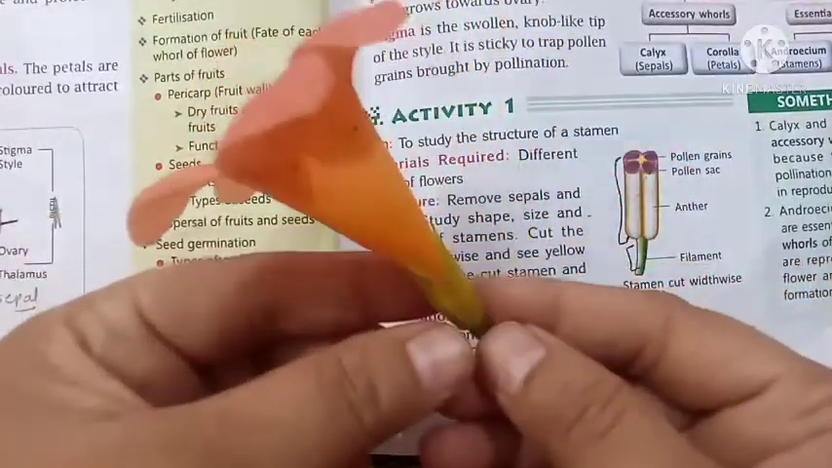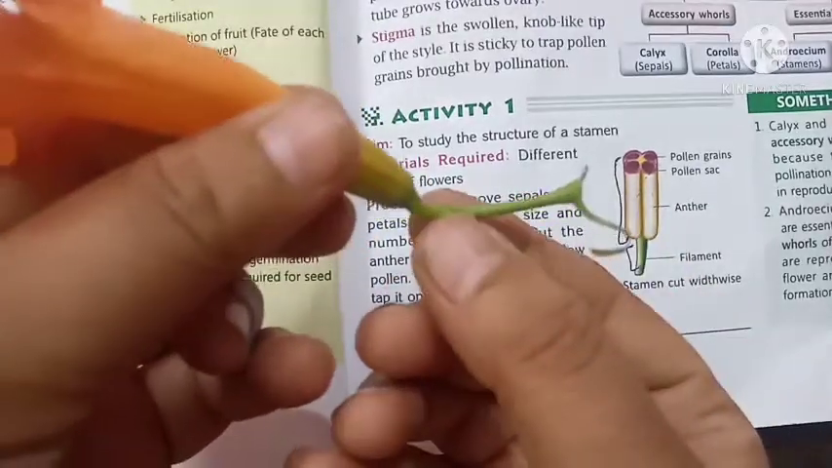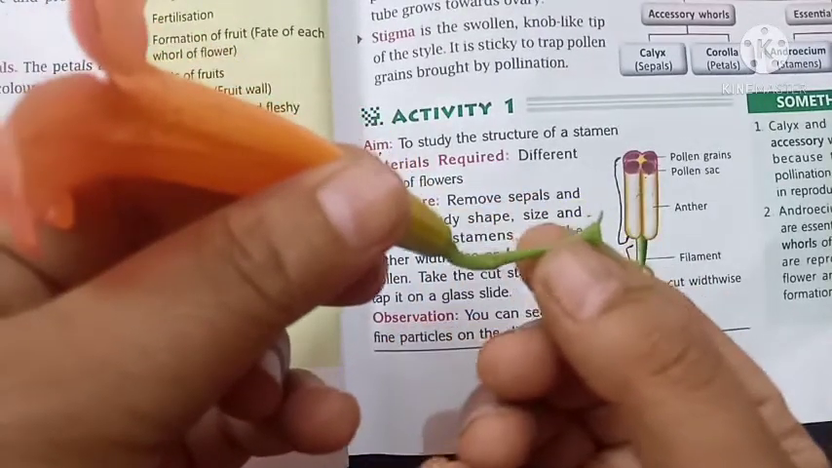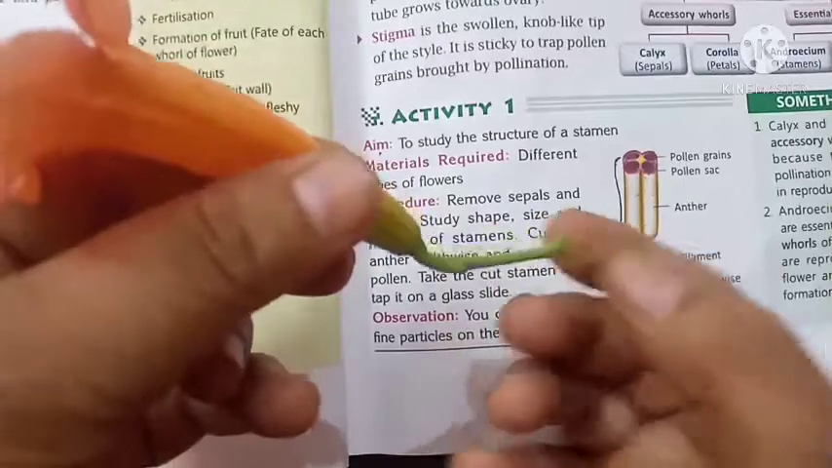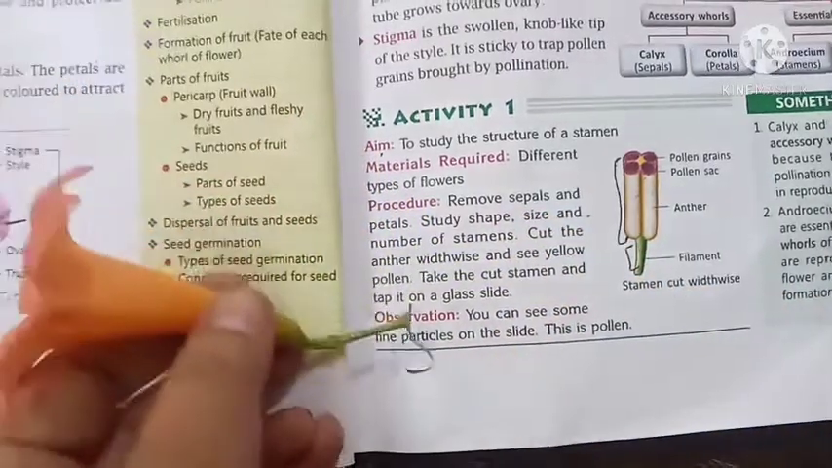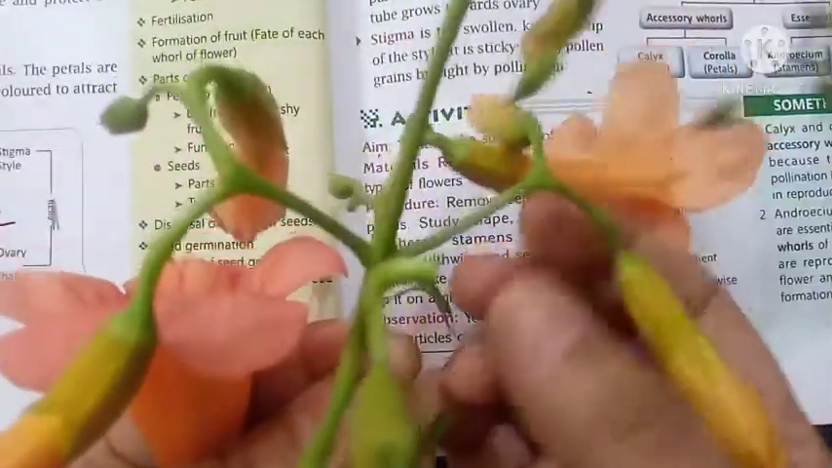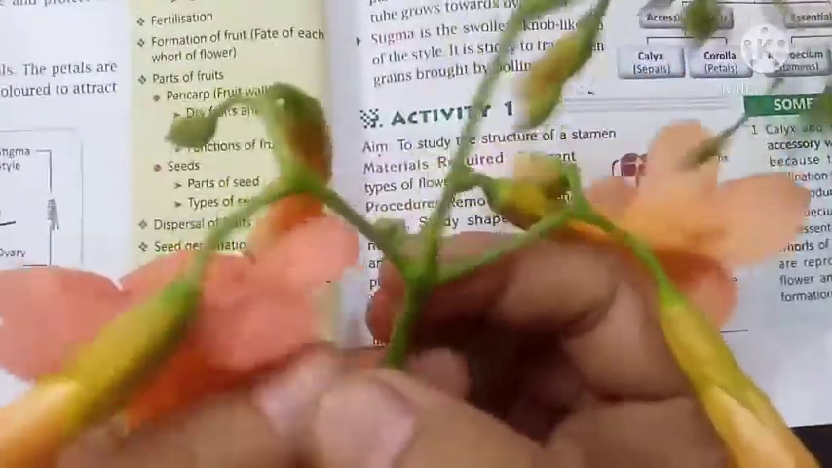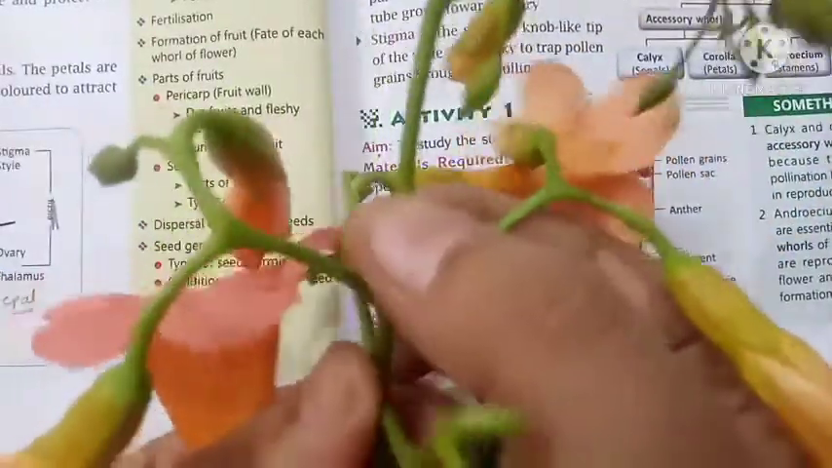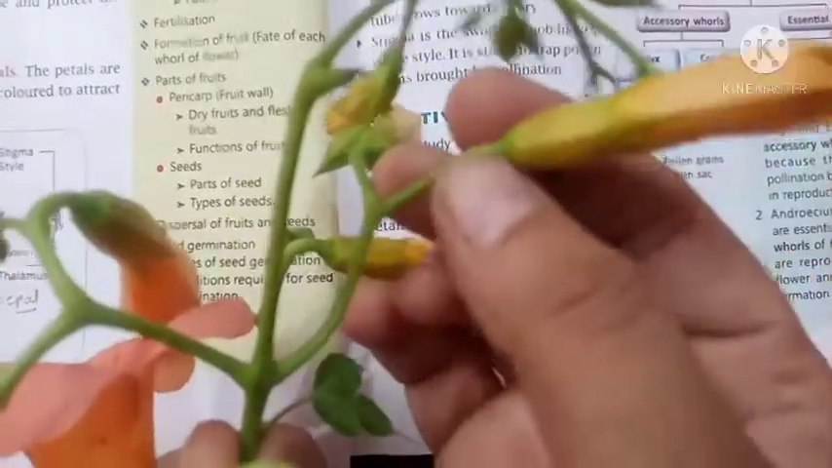First of all, you can see this structure is called the pedicel. It is the stalk by which the flower is attached to the stem. You can see in this video, these are the flowers. This is the pedicel, and this pedicel is attached to the main stem. This green structure is the pedicel.